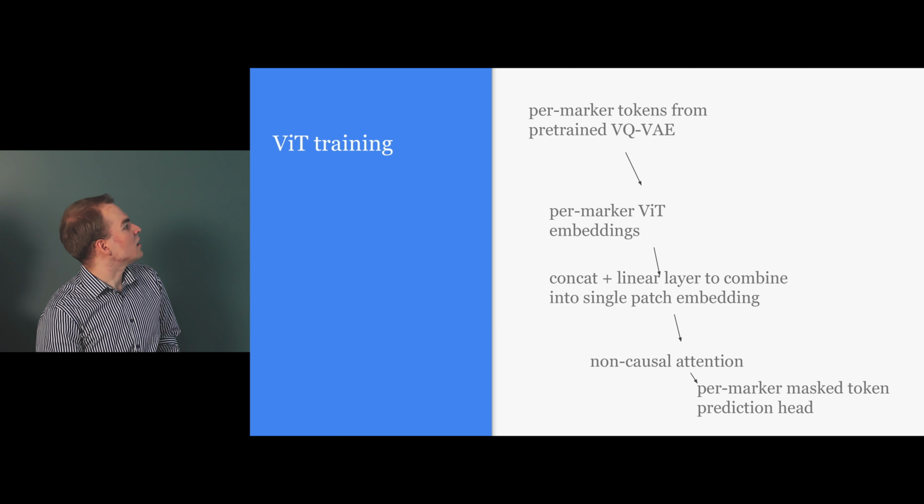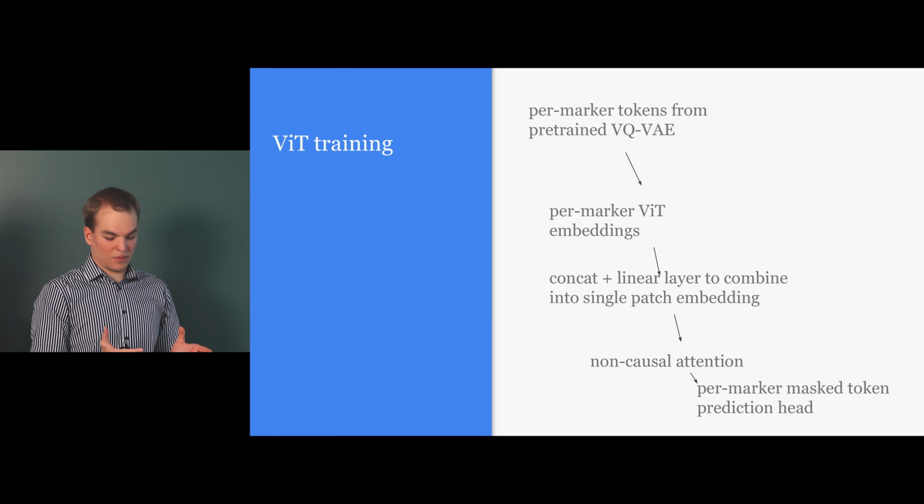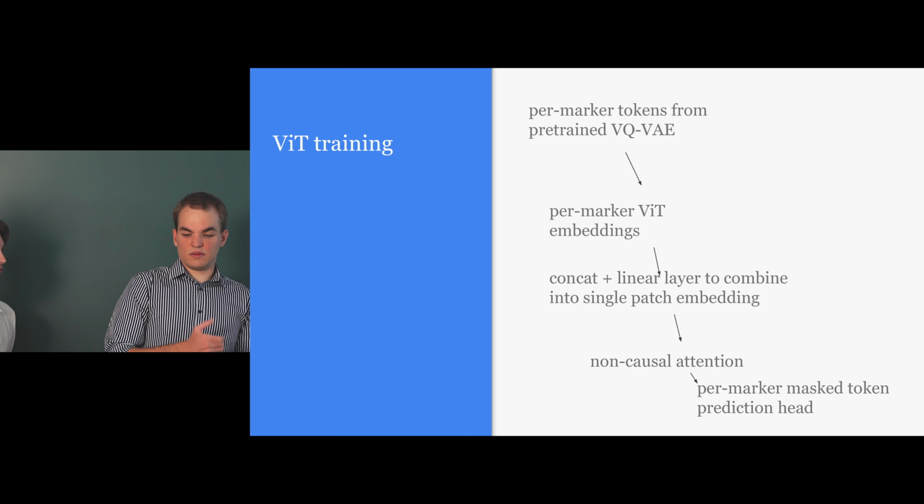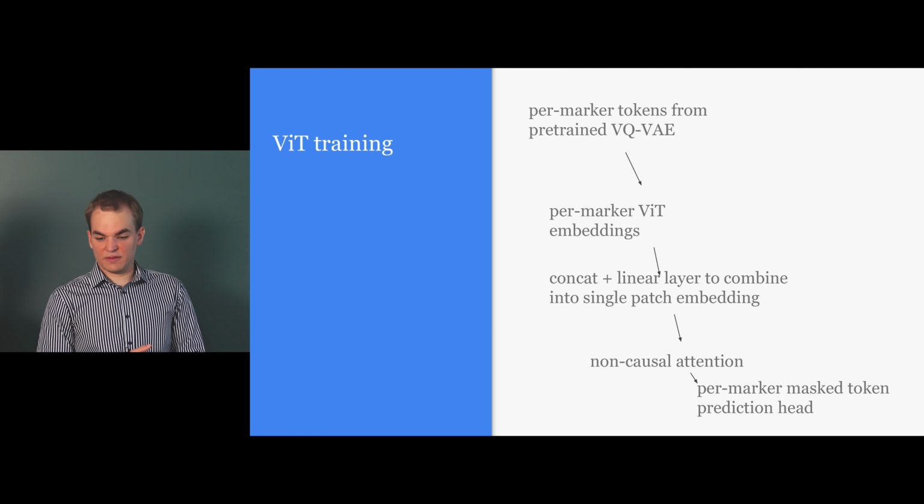So basically the training, since we have a marker-agnostic VQVAE, we have, for example, 40 tokens per patch. Then we have the marker embedding from the ViT codebook. To combine them, we concatenate the patches and perform a linear transformation. Then a standard ViT transformer training with non-causal attention results in the pre-trained ViT.